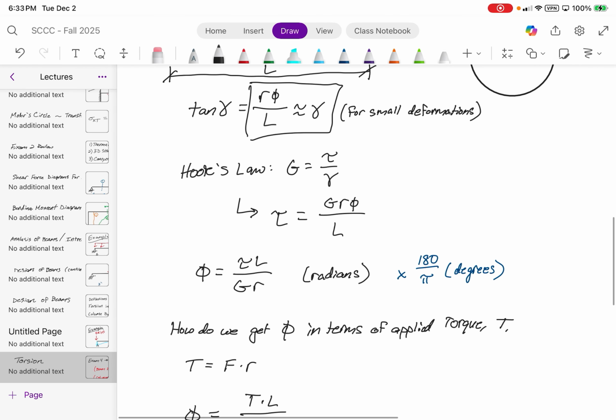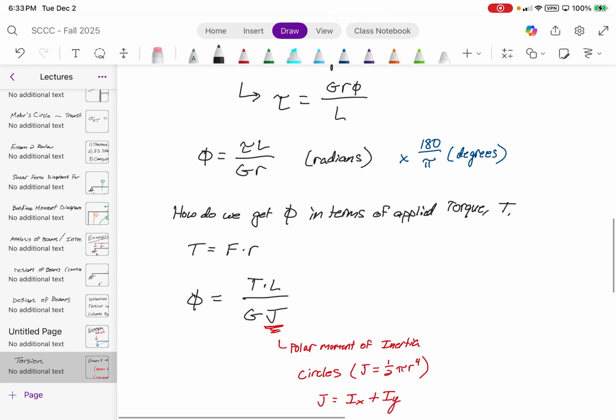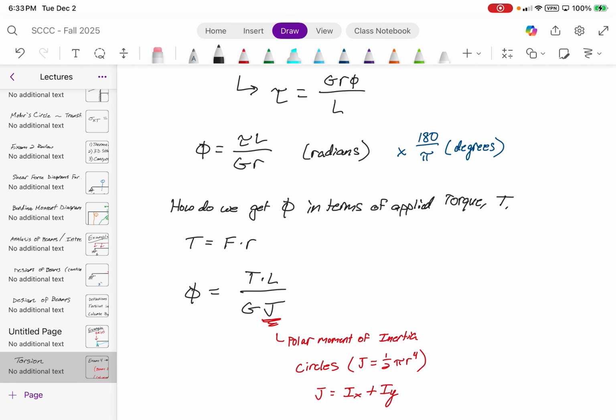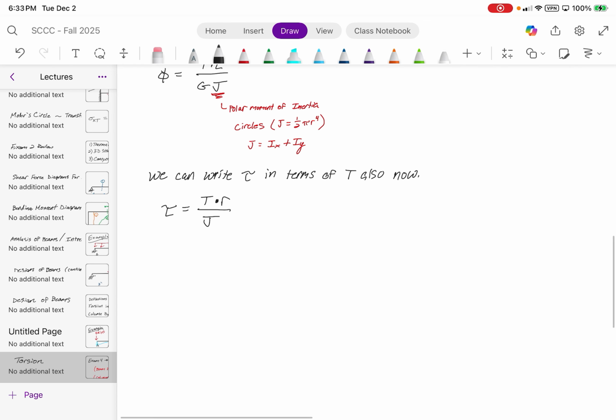GR phi over L. And then G phi J over L. That's too important. Okay. That should be all the equations now. And then, of course, you could derive more equations accordingly by just manipulating everything. All right? Any questions?